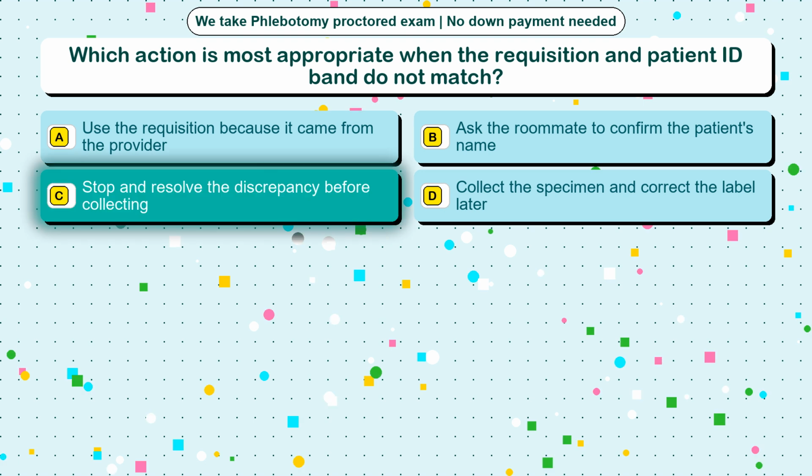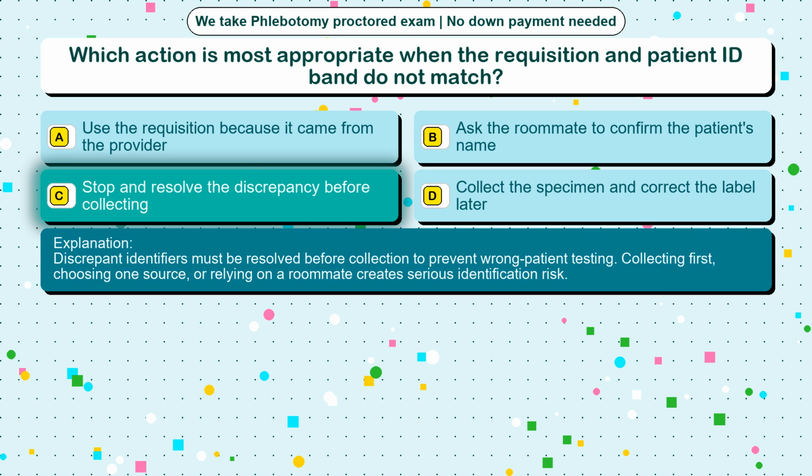The correct answer is option C. Stop and resolve the discrepancy before collecting. Discrepant identifiers must be resolved before collection to prevent wrong patient testing. Collecting first, choosing one source, or relying on a roommate creates serious identification risk.